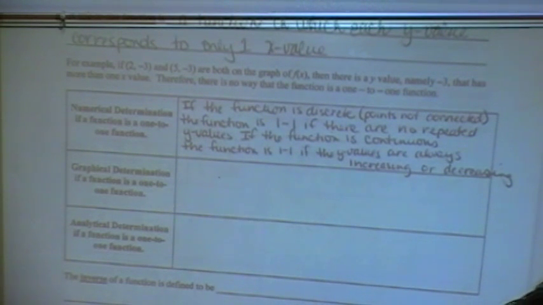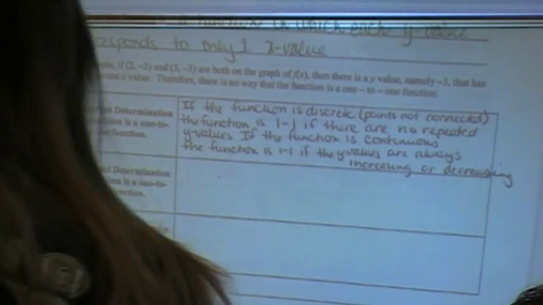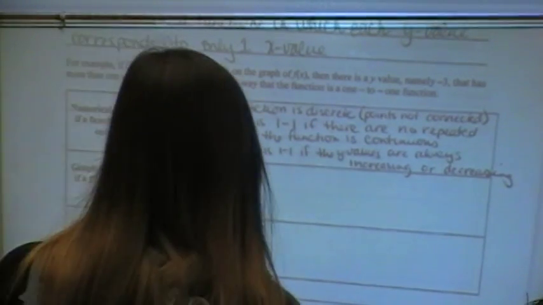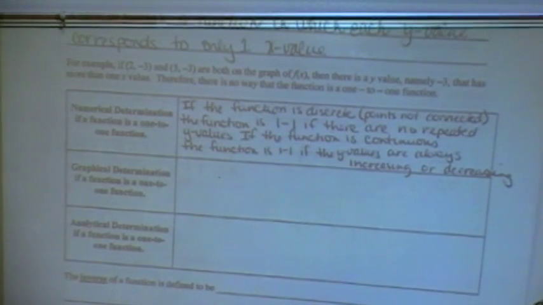But not this whole decreasing and then increasing again. That would be a quadratic. A quadratic is decreasing and then increasing, and that is not a one-to-one function. So you're going to look for things that are increasing only or decreasing only, but not both.